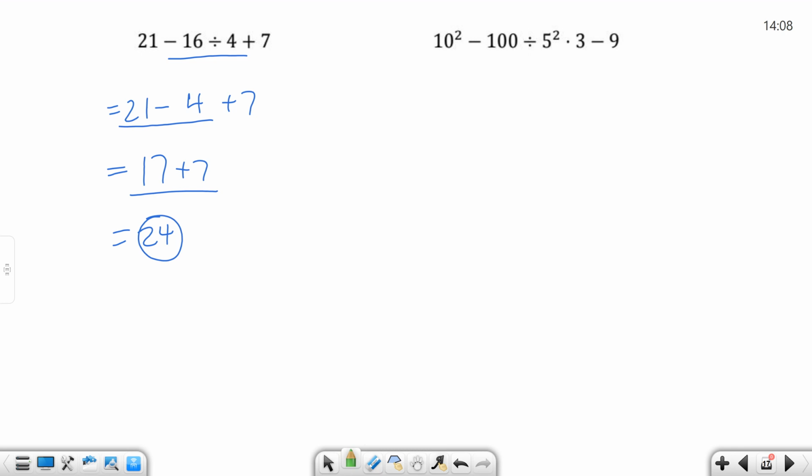And then we have 10 squared minus 100 divided by 5 squared times 3 minus 9. All right, what do I do first? Well, do I have any parentheses? No. Do I have any understood parentheses here? No, not really. What do I do next? Exponents. That's right. So I'm going to do 10 squared and 5 squared. What is 10 squared? 100 minus 100 divided by 25 times 3 minus 9.